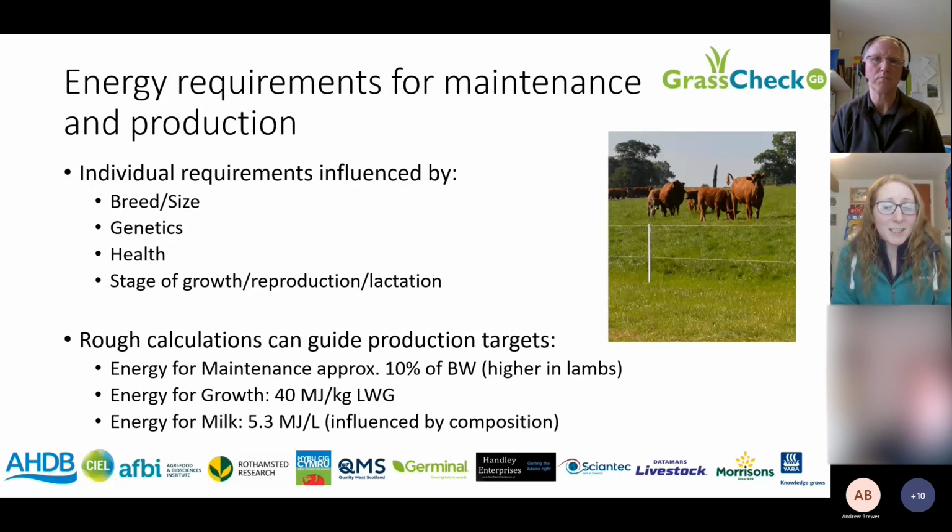So thinking about the energy requirements, it's slightly easier for us to do some rough and ready calculations for maintenance and production.